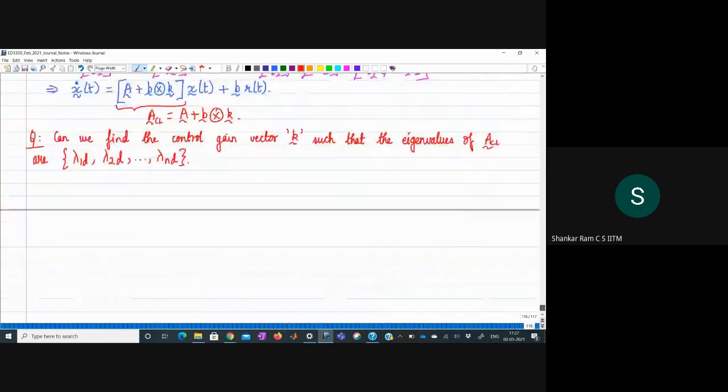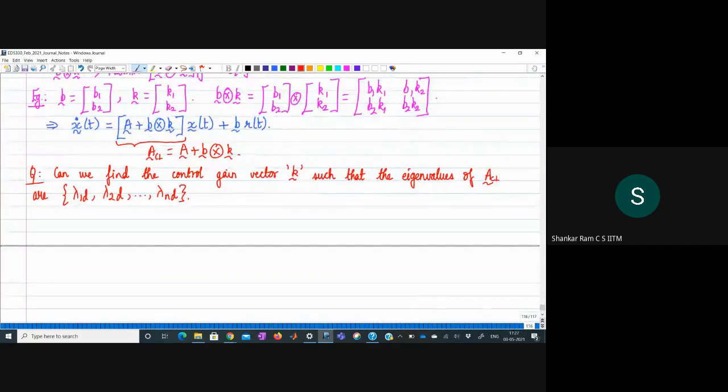All right, great. So that's what we have. The question boils down to whether we can find the control gain vector K such that we get the closed loop eigenvalues at the desired location.